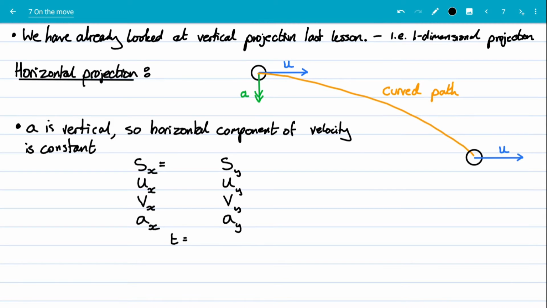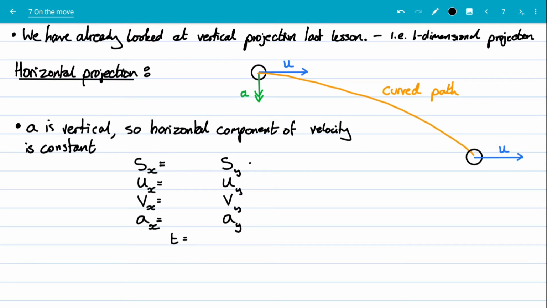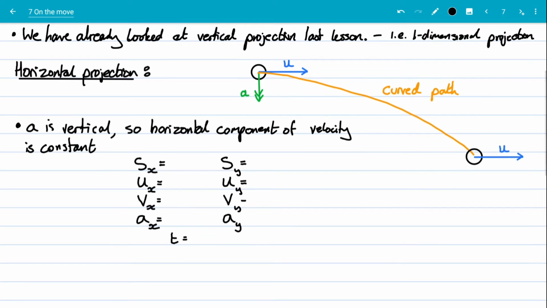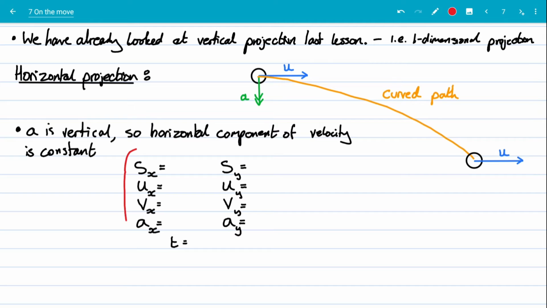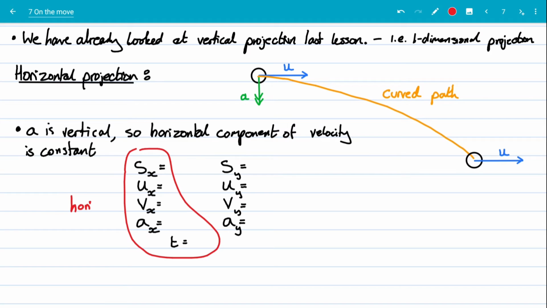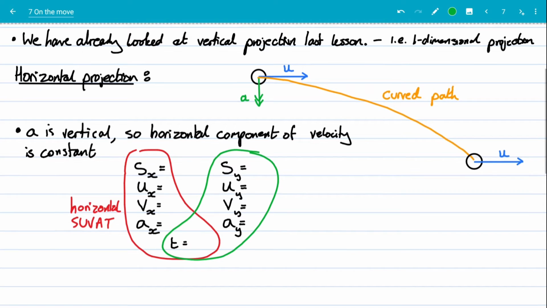So with our Suvat equations, they've become two-dimensional, which means that we have to make sure we don't confuse the two dimensions, and I would recommend the use of subscripts. But time is the conduit between them. So we have got horizontal suvat. And we have got vertical suvat.